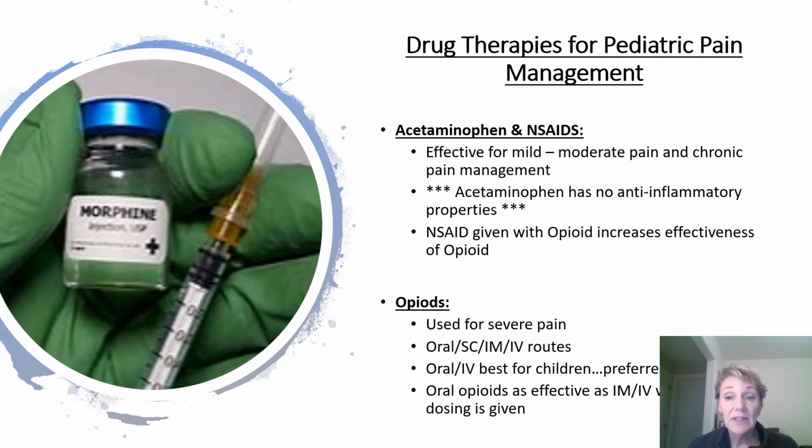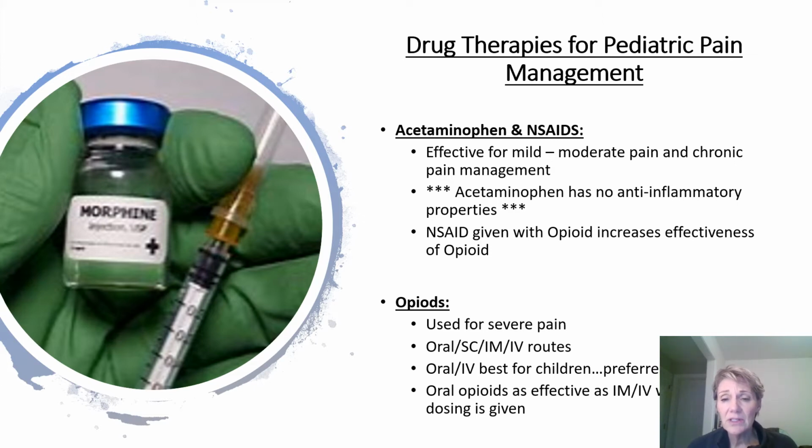Remember that acetaminophen does not have an anti-inflammatory property, and therefore will not have that additional support for pain management. NSAIDs are often given in combination with opioids because they potentiate the effectiveness of that opioid. Opioids are used for severe pain just as we would use with adults. Oral and IV is the best route for children, and it is preferred.